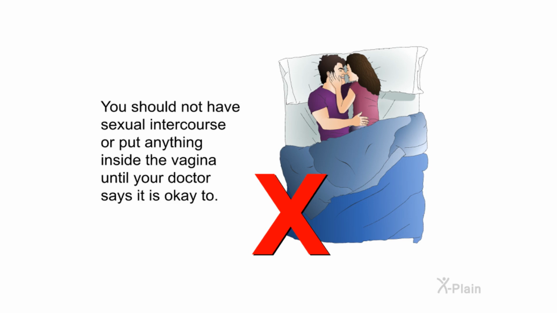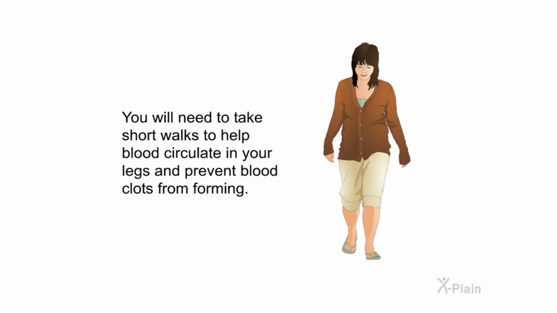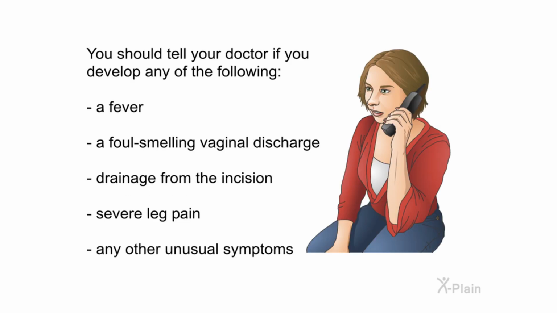You should not have sexual intercourse or put anything inside the vagina until your doctor says it is okay to. The first menstrual period after a hysteroscopy may not be normal in terms of the amount of blood and how long it lasts. You will need to take short walks to help blood circulate in your legs and prevent blood clots from forming. You should tell your doctor if you develop any of the following: a fever, a foul-smelling vaginal discharge, drainage from the incision, severe leg pain, any other unusual symptoms.